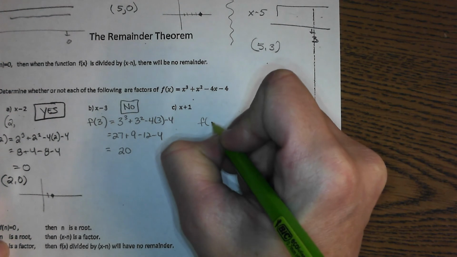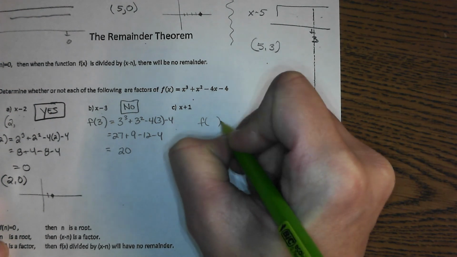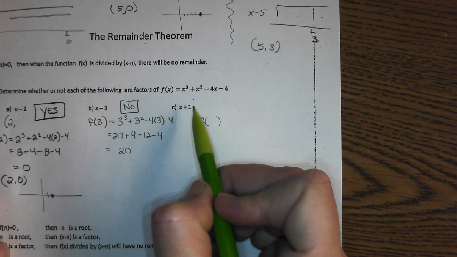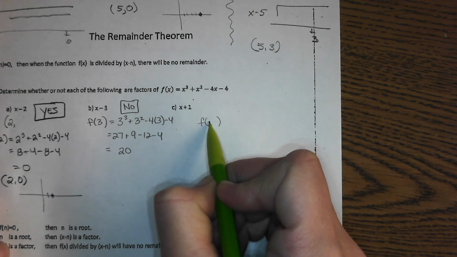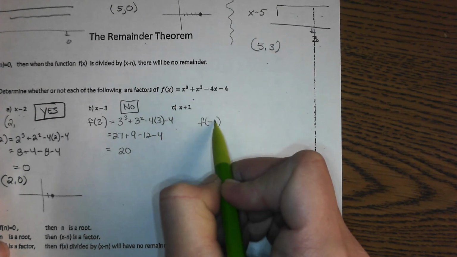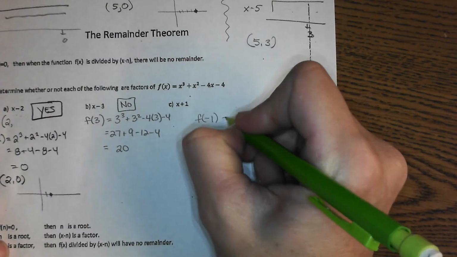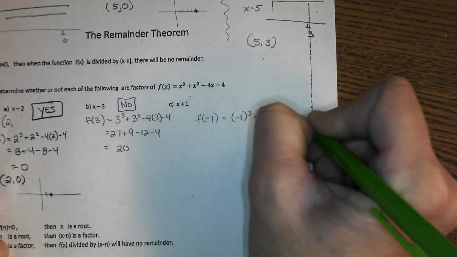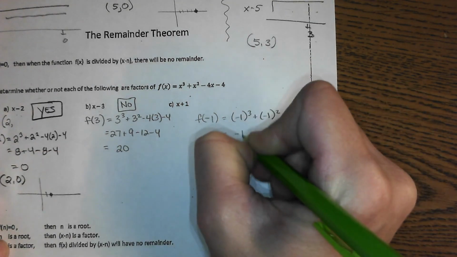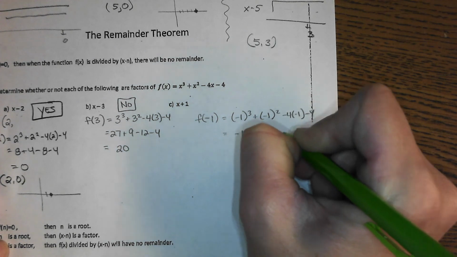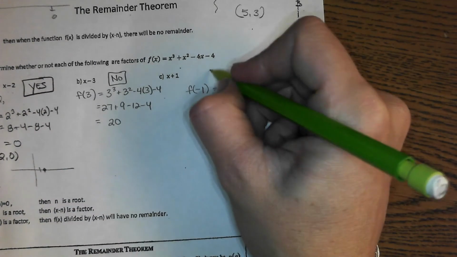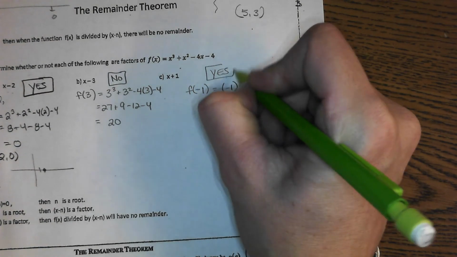And then on the last one, what number should I plug in and check, Owen? Nope. If x plus 1 is the factor I'm checking, negative 1 is what I'm plugging in to check. And that gives me 0. So that one is a factor.